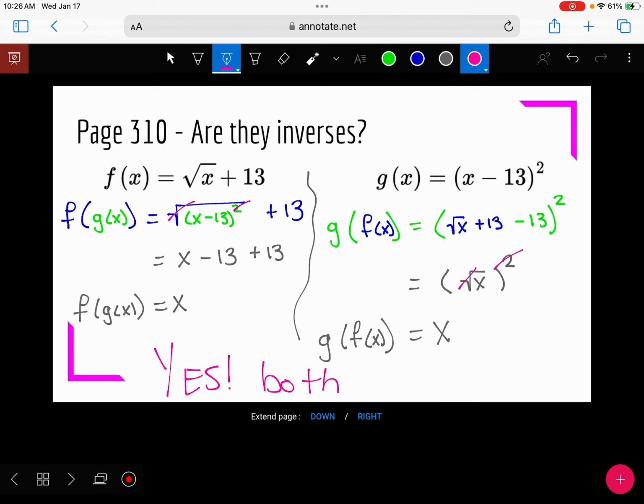Both f of g of x and g of f of x equal x. They have to equal x, the x, and only the x, and holy cow, is my handwriting trash right there. Sorry. So it takes two to say yes. It only takes one to say no. Two need to say yes. It only takes one of them to say no.